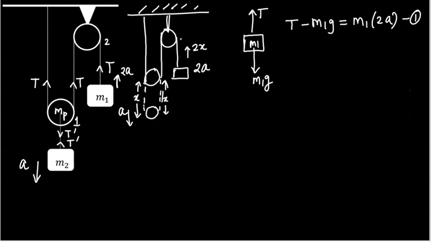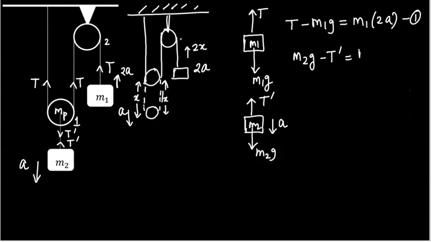Now let's draw the free body diagram of block m2. So this is block m2. We have this tension upwards for m2, which is T dash, and the downward force is m2g. So m2g and T dash are opposite, but it is going down with the acceleration a. So we have this equation, m2g minus T dash is equal to m2a. Now the acceleration is a. So this is the second equation.